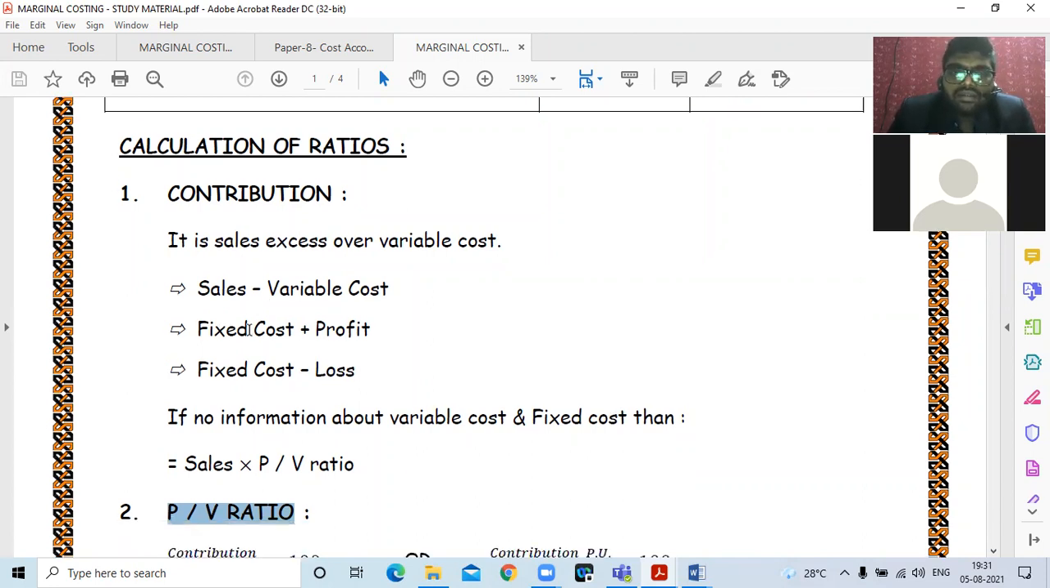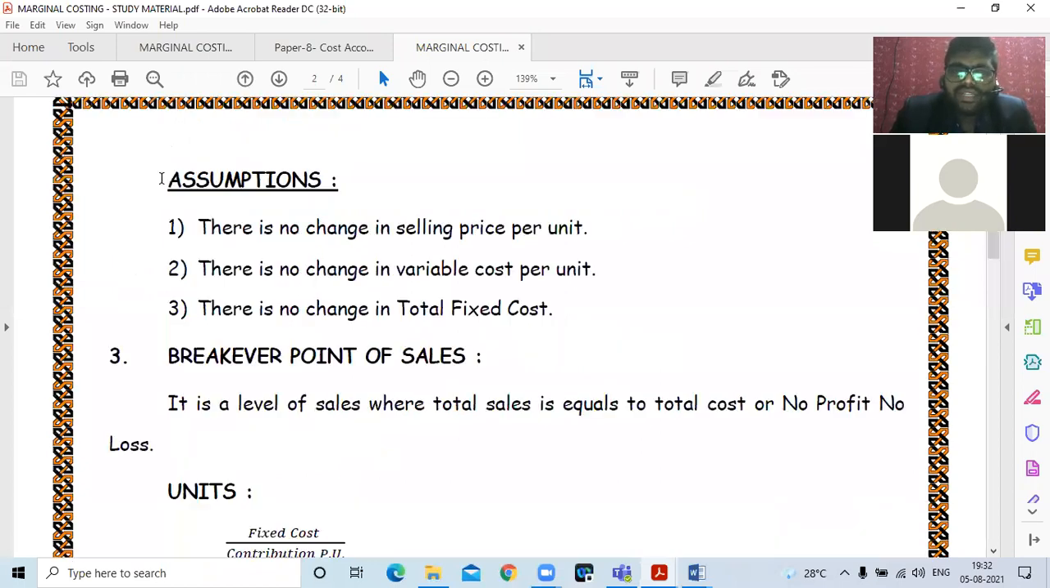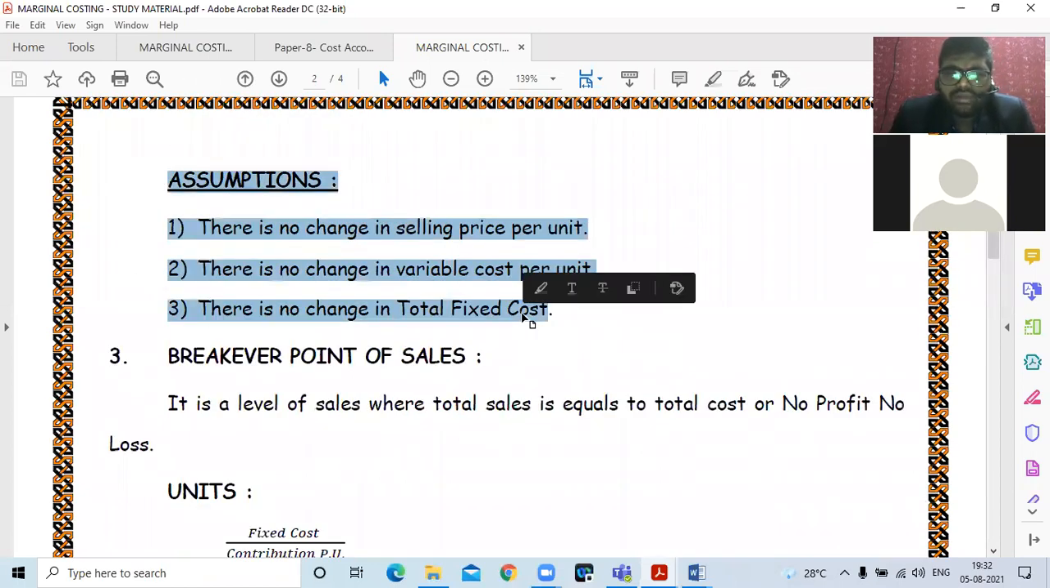Then PV ratio, that is profit volume ratio. Profit volume ratio means what is the profit rate we have with the particular product, so that we calculate with the help of contribution upon sales into 100. Okay, that is done. The assumptions and all that we will be solving next time, don't worry.